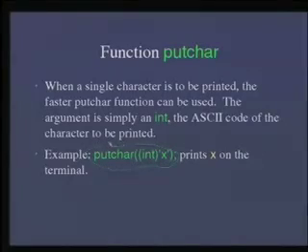putchar within brackets (int) followed by within quotes 'x'. Now this within quotes 'x', remember, denotes the ASCII code of the character x, but the type is char. Since putchar expects an integer as an argument, we have explicitly converted it to an integer before supplying it to putchar. So this statement will print x on the terminal.